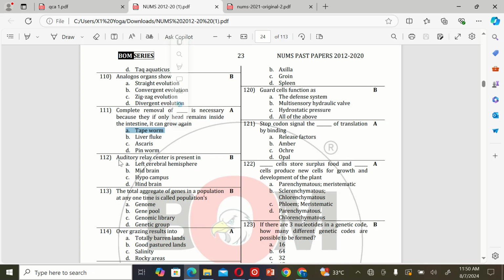The next MCQ is, auditory relay center is present in A. Left cerebral hemisphere, B. Midbrain, C. Hippocampus, and D. Hindbrain. So the correct option is B.